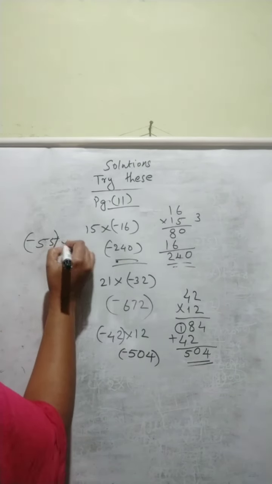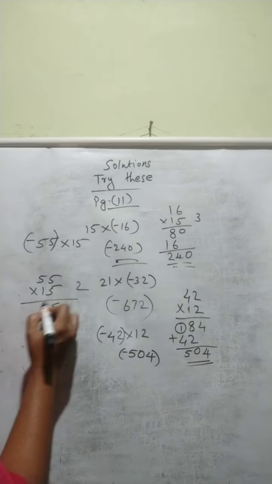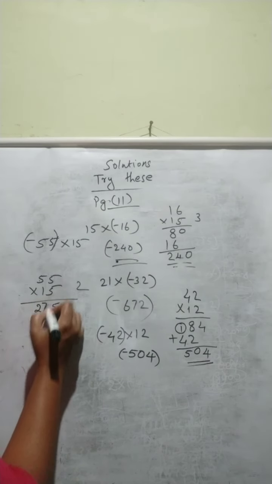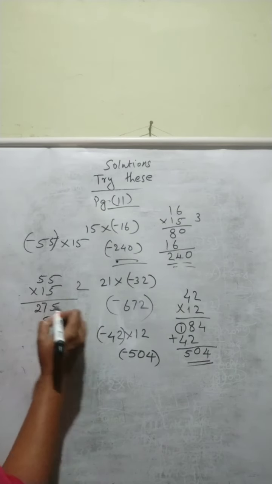So first, 55 multiplied by 15. 5 5s are 25, 5, 2 will be there. Again 25, 5 5s are 25 plus 2, 27. 1 5 is 5. Then 1 5 is 5. We can add this 2. 5 will be there. 7 plus 5, 12. 1 will be there. 2 plus 5, 7 plus 1, 8.